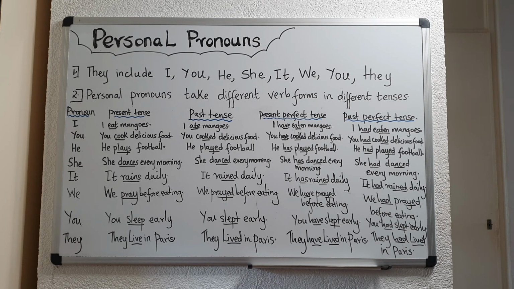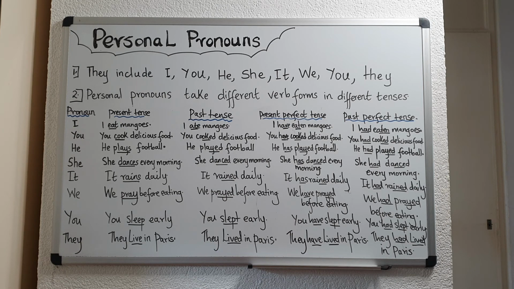Again, you combine it with had and the correct form of the verb, which is a third form, and that is slept, because sleep is an irregular verb. I would recommend that you study irregular verbs so that you know when you're changing verbs from the present to the past tense, to the present perfect tense, to the past perfect tense, you know exactly how to write it when it is an irregular verb.